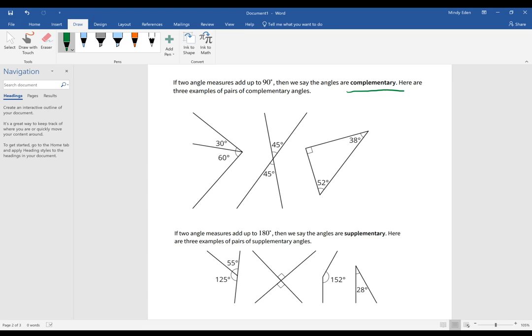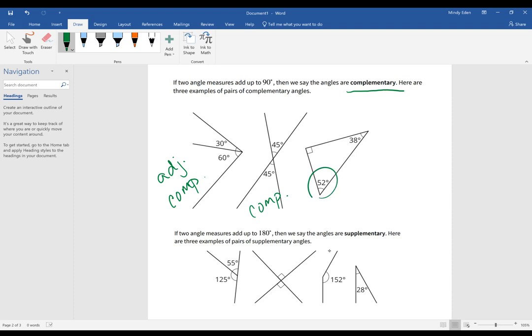So here's three examples. So we've got 60 plus 30, and they're right by each other. So these would be adjacent, and they're also complementary. So those are adjacent and complementary. The second example, these two angles are not right by each other, but because 45 plus 45 adds up to 90, they're still complementary. And on the third example, we have a triangle.